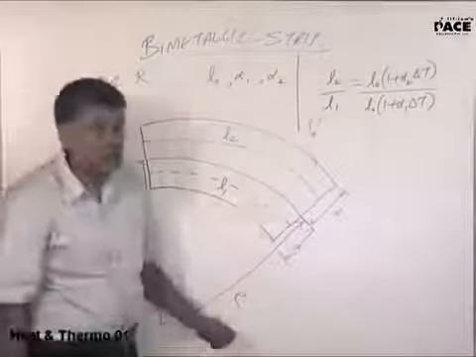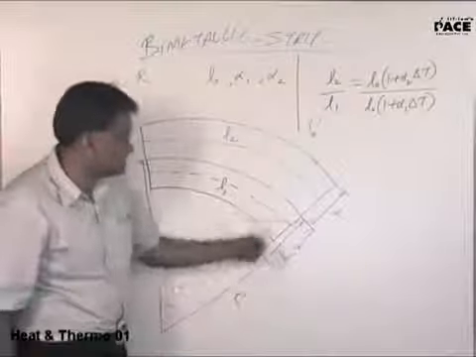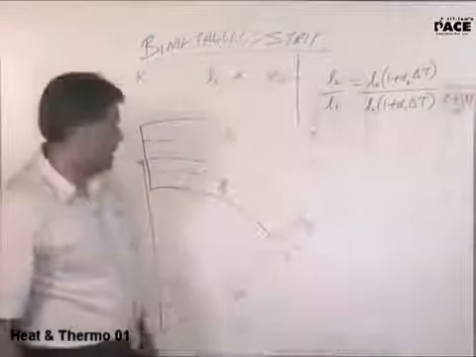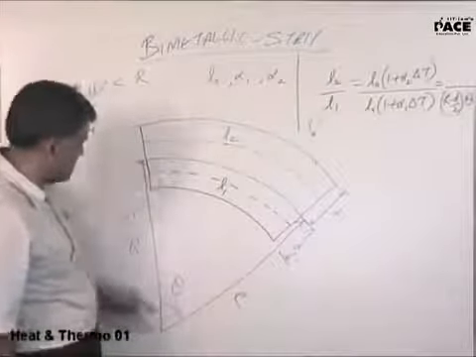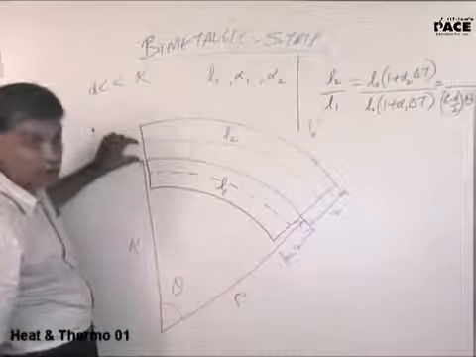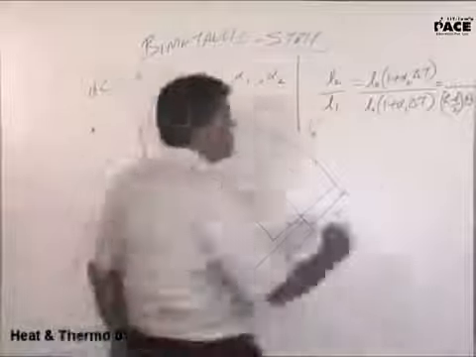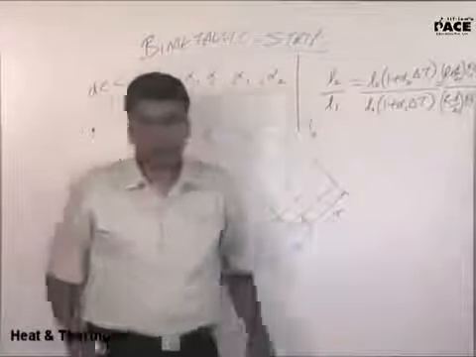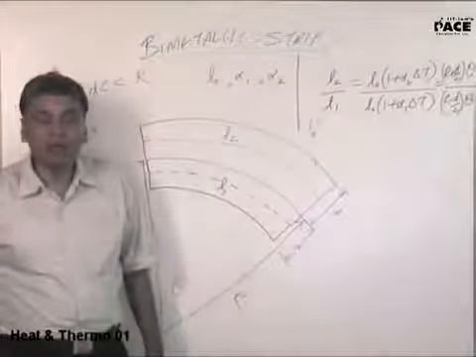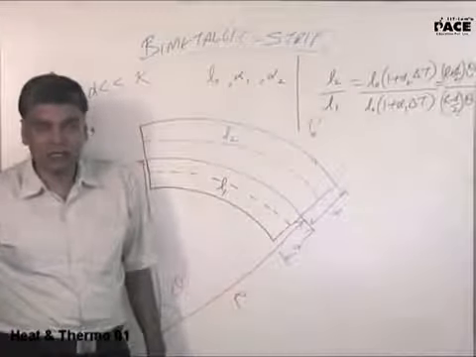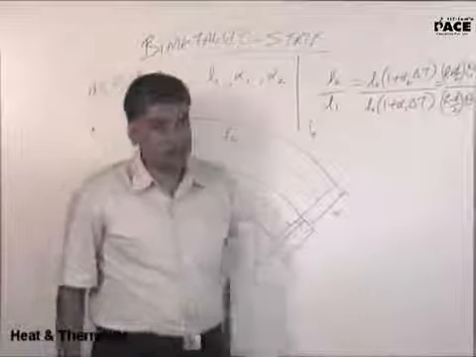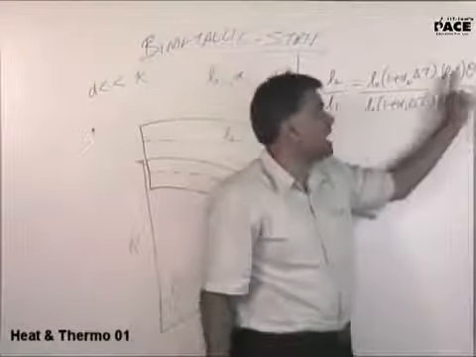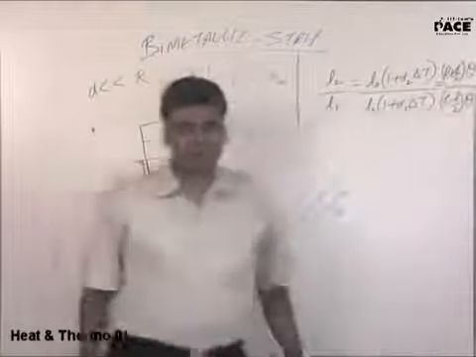Also, L1 is nothing but the arc. This arc is (r minus d by 2) theta. And L2 is, this length is d by 2, (r plus d by 2) theta. Is the RHS okay with you? (R plus d by 2) theta upon (r minus d by 2) theta. We have got this. This is a geometrical relation. The first one is based on thermal expansion. This is just arc equals angle into radius.